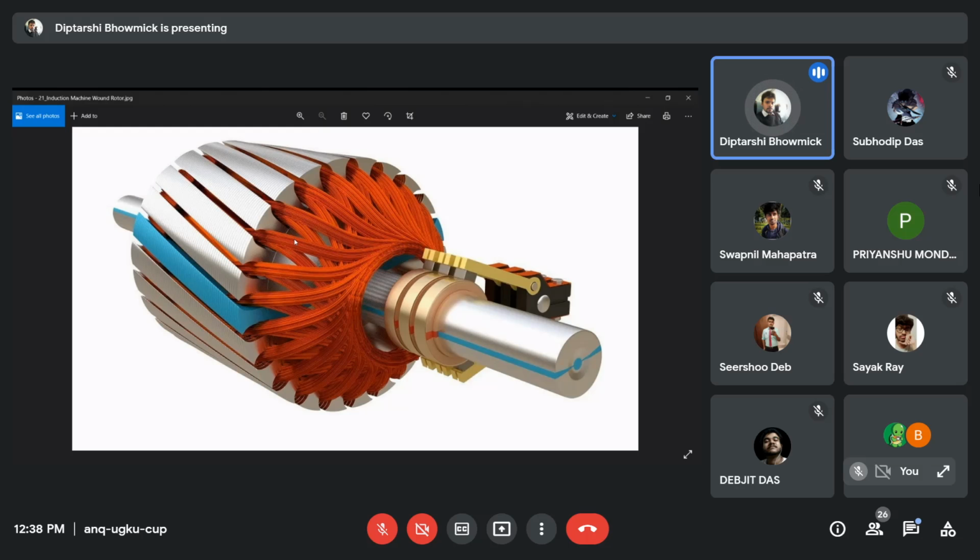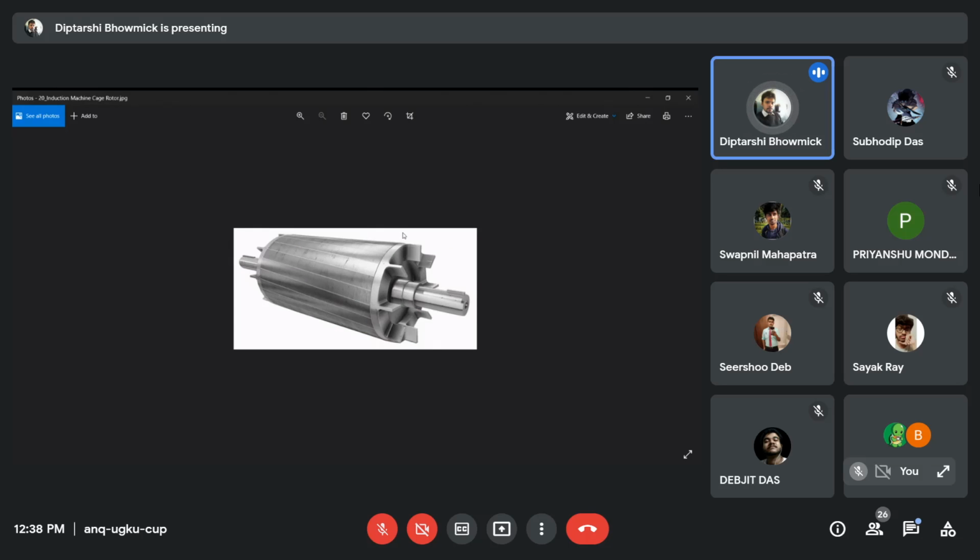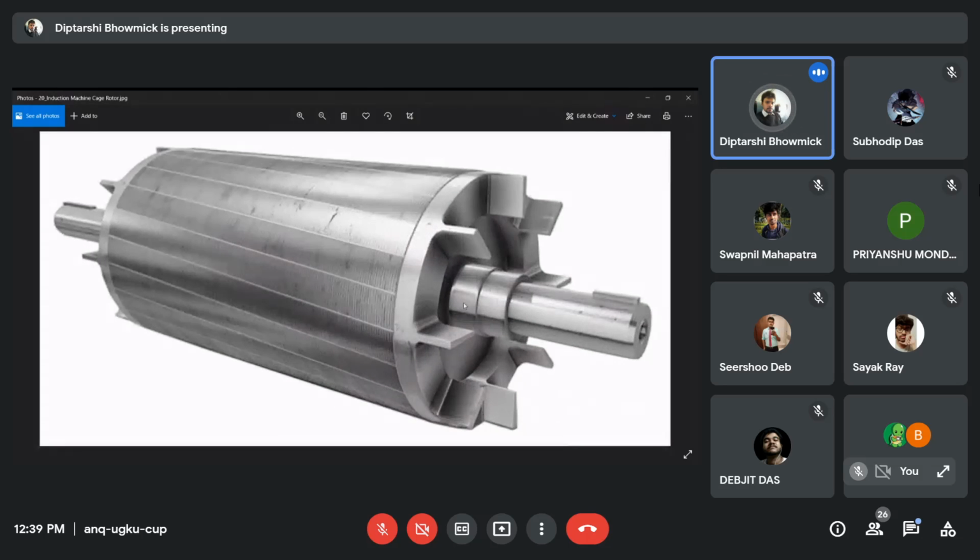And another type of rotor is the squirrel cage rotor. Squirrel cage rotor is this one. See, this is the squirrel cage rotor. So you can see that in the squirrel cage there is no slip ring, there is no winding, nothing is there. What they have are basically the rotor bars. Squirrel cage rotor does not have any windings. Squirrel cage rotor has rotor bars.